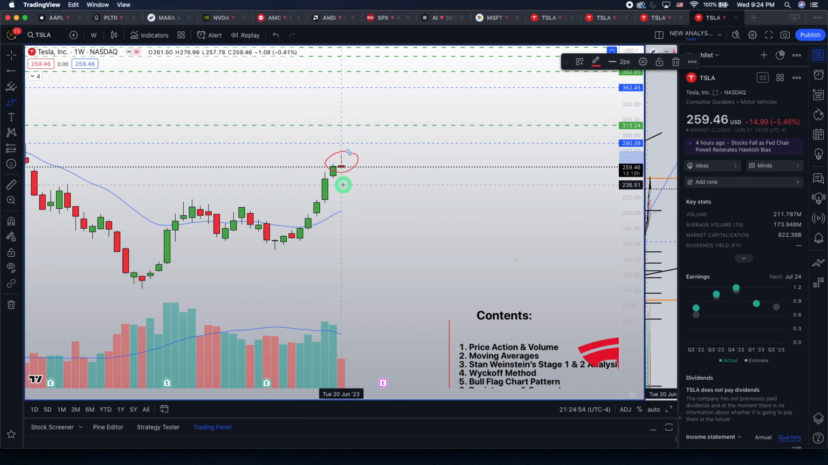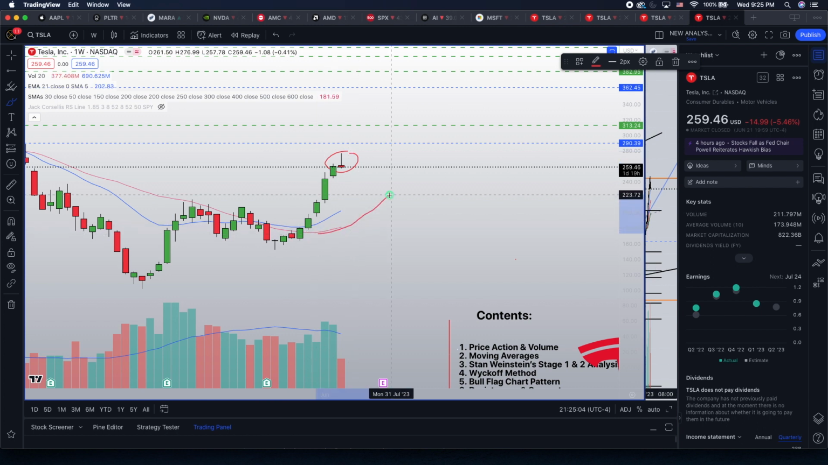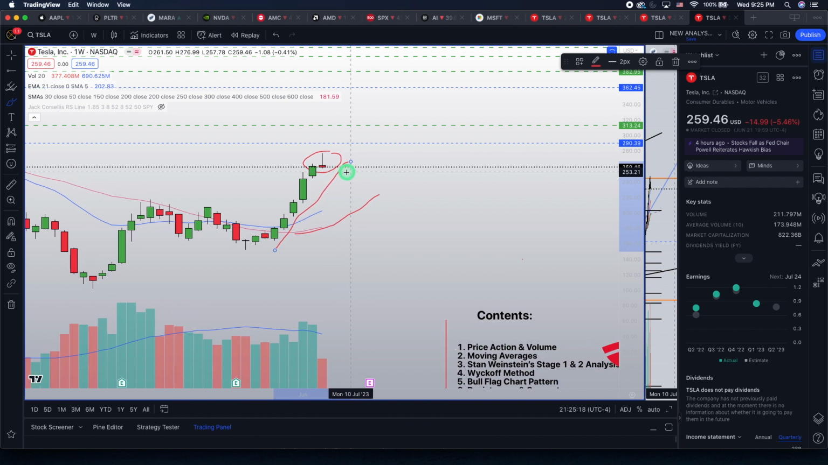We're gonna go over the daily in a second, but overall on the weekly we are above a very important moving average, which is our 30-week moving average. And that's actually going to be really important when we go over Stan Weinstein's stage 1 and stage 2 analysis. So I'll talk a little bit more about that. But overall, we are still in a bullish uptrend, right? You guys can easily draw a trend line and see that we are still bullish.